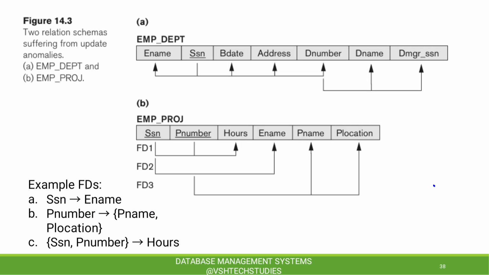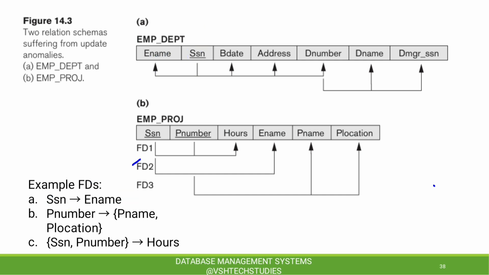If you consider the EMP_DEPT relation schema and the EMP_PROJ relation schema, the functional dependencies are marked here. In the first one, SSN value determines ename value. SSN is the primary key, and from there an arrow is going to ename. So this functional dependency shows that the value of SSN determines the value of ename. That is what is marked here in the example.